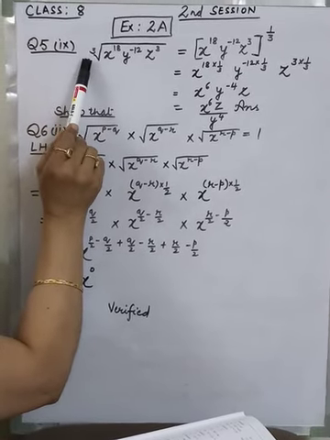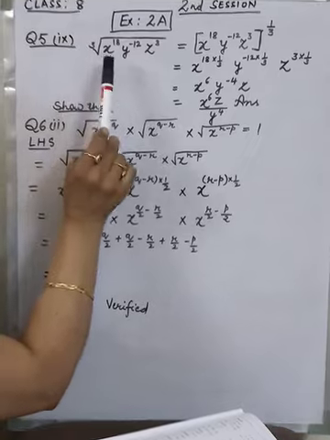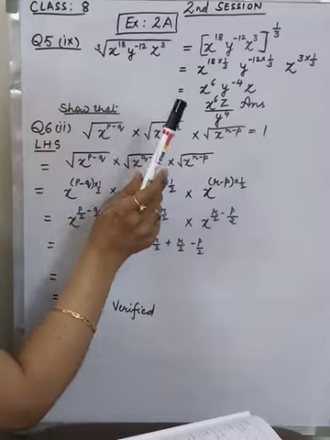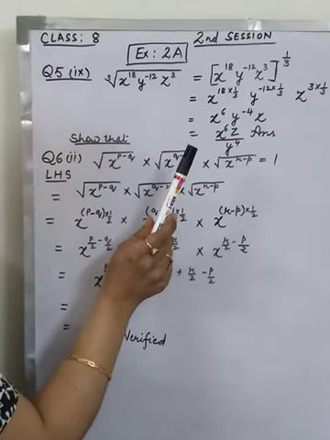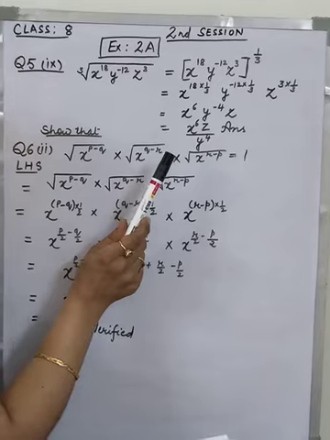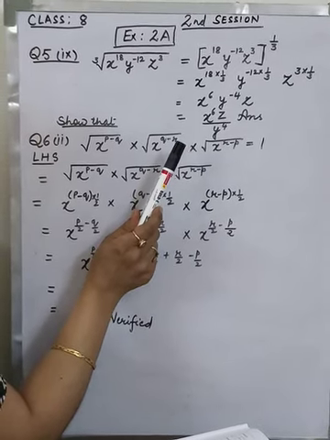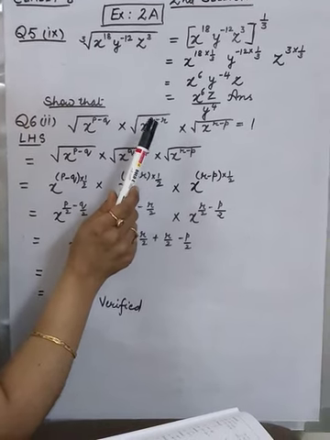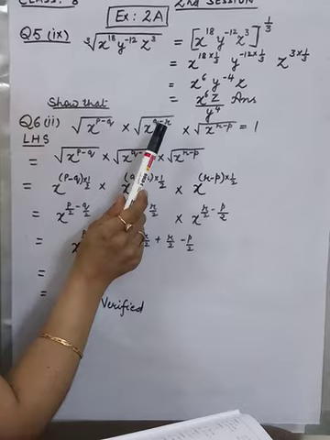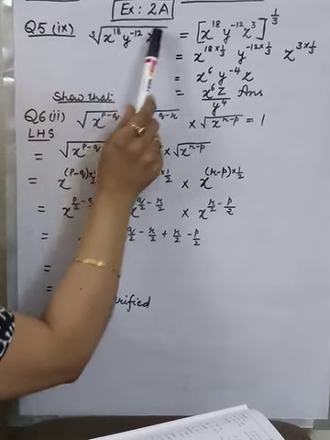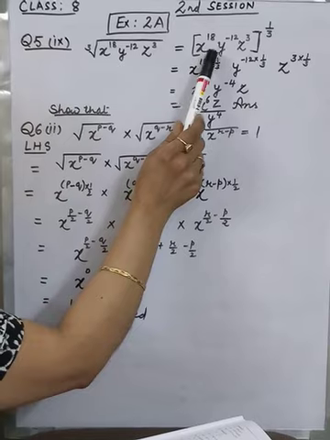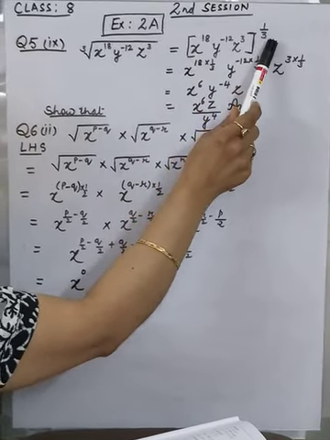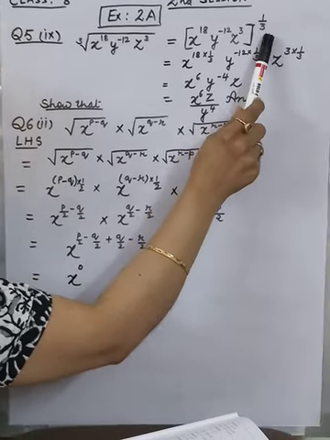This symbolizes cube root. Cube root of x to the power 18, y to the power minus 12 and z cube. I told you when I was explaining fractional indices, cube root means power 1 by 3, square root means power 1 by 2, fourth root means power 1 by 4, fifth root means power 1 by 5 and so on. So this is the symbol of cube root. So I write x to the power 18, the given expression, and whole to the power 1 by 3 because cube root means 1 by 3.